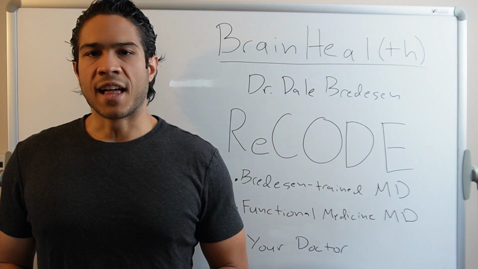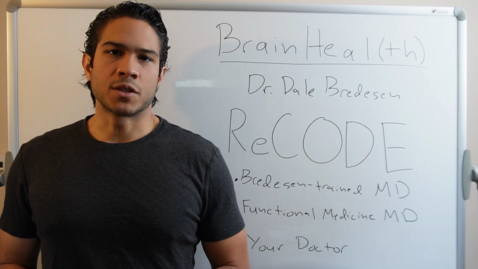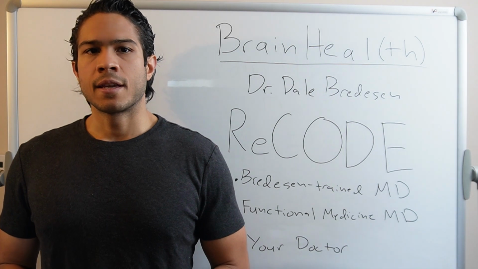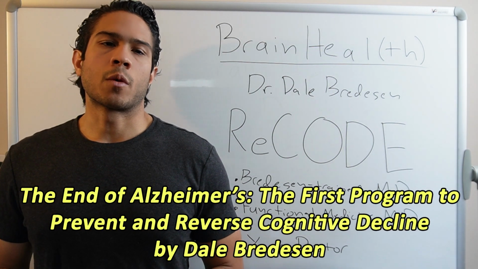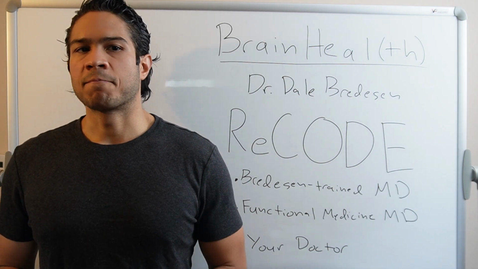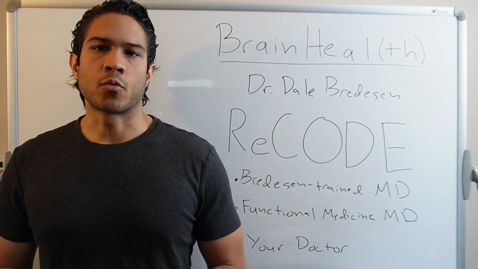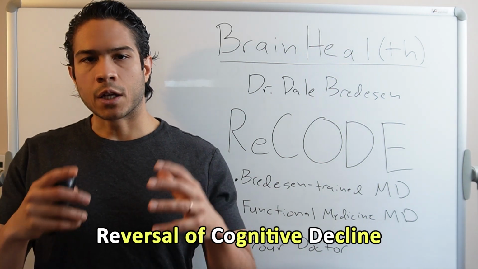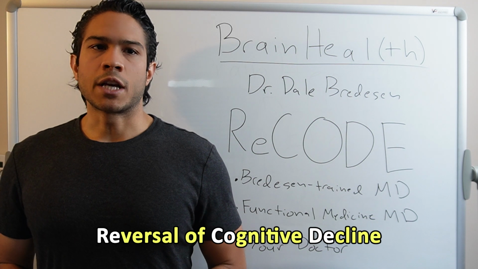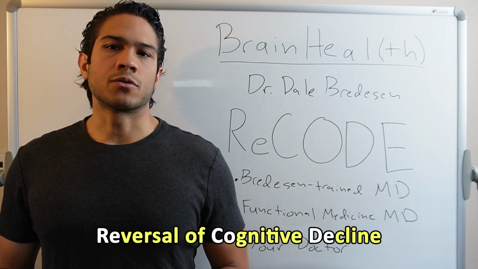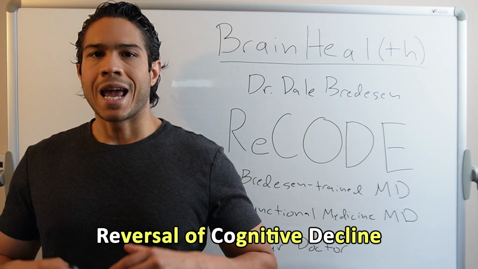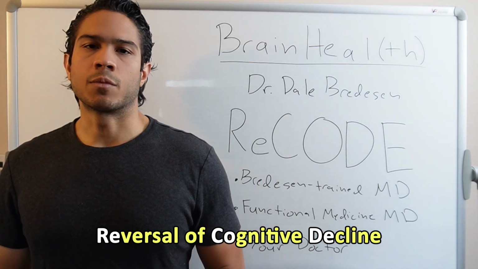Hi everybody. In the last several videos we've been talking about Dr. Bredesen's first book published in 2017 that had served as the first playbook for my dad, The End of Alzheimer's, the first program to prevent and reverse cognitive decline. We've specifically been talking about the ReCODE Protocol, which he details in the book, ReCODE for reversal of cognitive decline, which is a personalized protocol that addresses multiple factors contributing to someone's cognitive issues, bringing them back to optimal ranges, and helping patients reverse disease and symptoms.